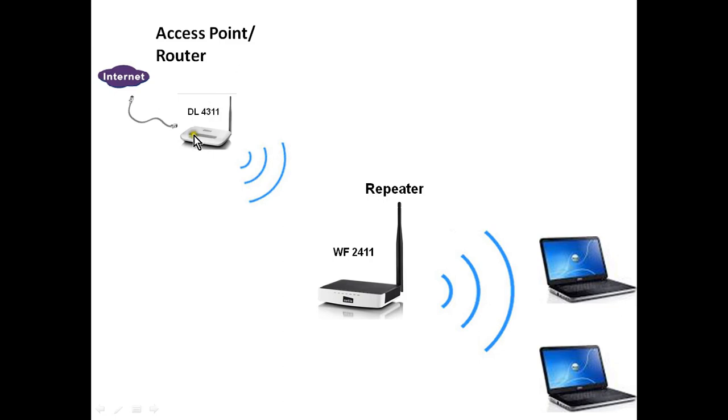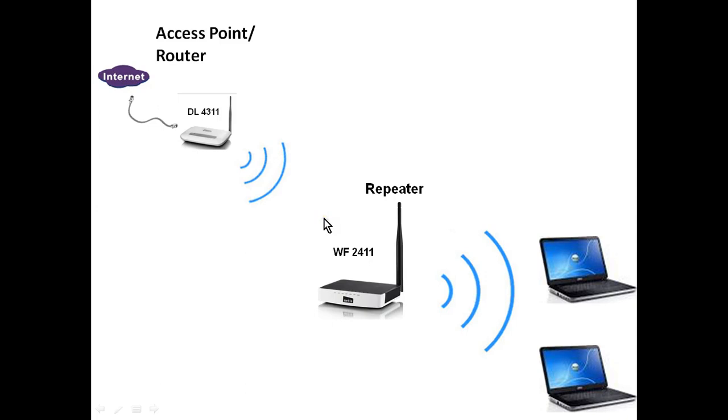This is the network scenario. We are already using an access point and a router in our network, but due to less signal strength, these two laptops are unable to get the internet through this DL4311 device. This is the router. To extend our wireless signals, we can use the WF2411 device as a repeater so that we can extend our wireless signals in our network, and these laptops can connect directly to the internet.